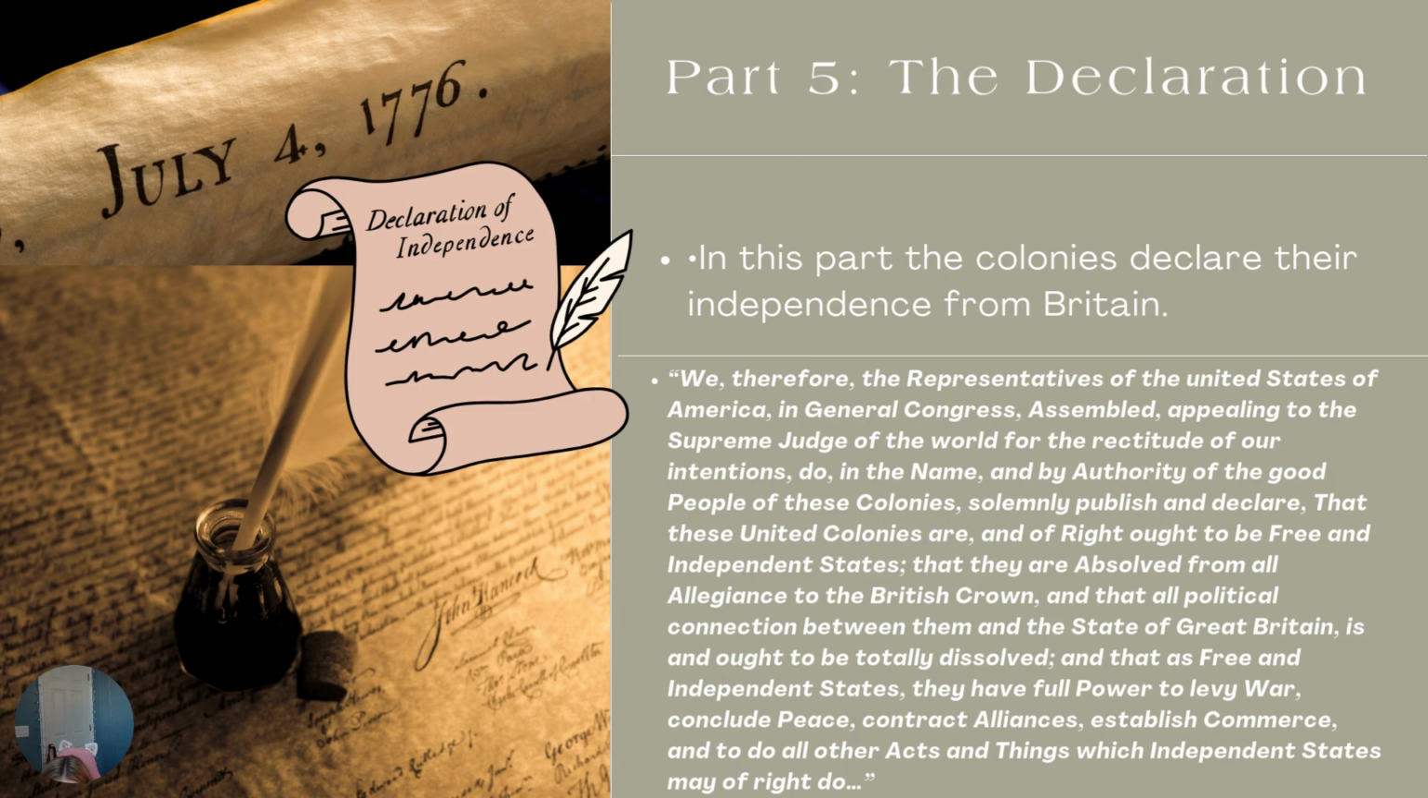And then part 5 is the declaration. In this part, the colonies declare their independence from Britain officially. Mic drop. Okay? "We, therefore, the representatives of the United States of America in General Congress assembled, appealing to the supreme judge of the world for the rectitude of our intentions, do, in the name and by authority of the good people of these colonies, solemnly publish and declare that these united colonies are, and of right ought to be, free and independent states, that they are absolved from all allegiance to the British crown, and that all political connection between them and the state of Great Britain is and ought to be totally dissolved, and that as free and independent states, they have full power to levy war, conclude peace, contract alliances, establish commerce, and to do all other acts and things which independent states may of right do."